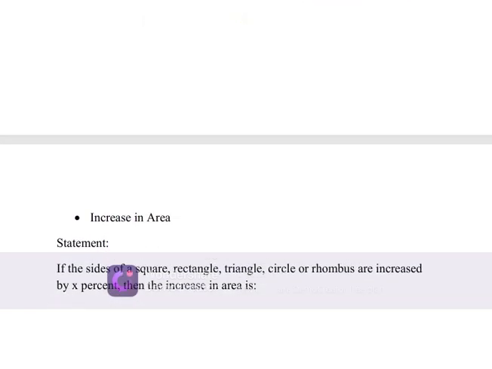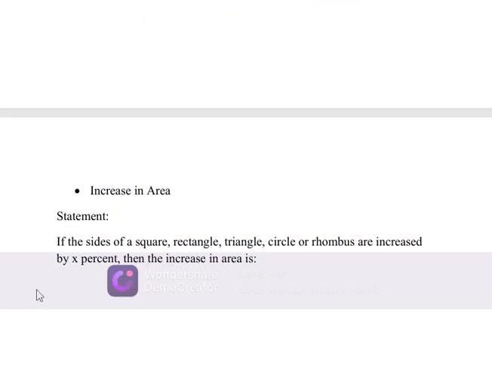Let's come to the next topic. Now, if the sides of a square or rectangle or triangle, circle or rhombus increase by x%, what is the increase in the area? This is a ready-to-use formula where you don't need to apply the concept of percentage. Simply use the formula 2 times x, which is the increase in the side, plus x squared by 100. So x squared by 100 is the factor which gives the change.